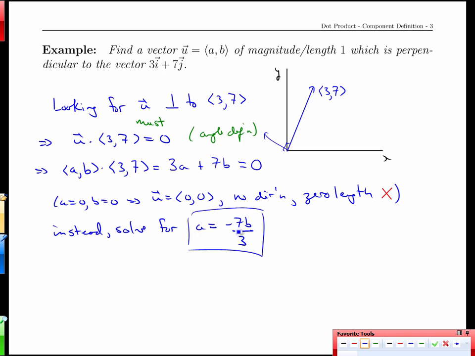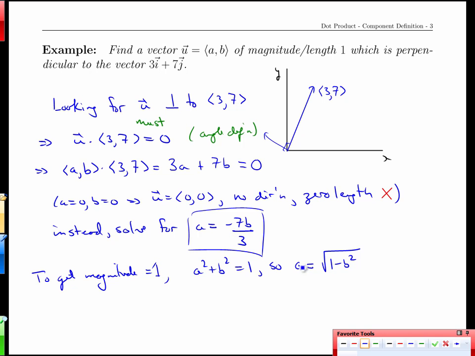Now, there's a couple different ways we can go here. Some people have learned different approaches. We can pick any value for b and then get a value for a, but we want the magnitude to be 1. If we want the magnitude to be 1, then we're going to have to be a little careful about our choice of a and b. In fact, in particular, a squared plus b squared must equal 1, so a is also equal to the square root of 1 minus b squared. Just solving for a here.